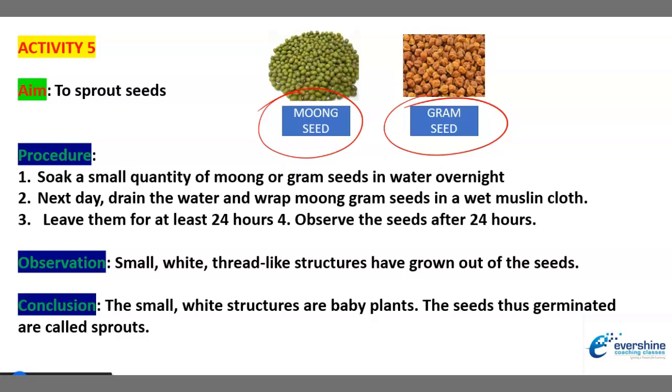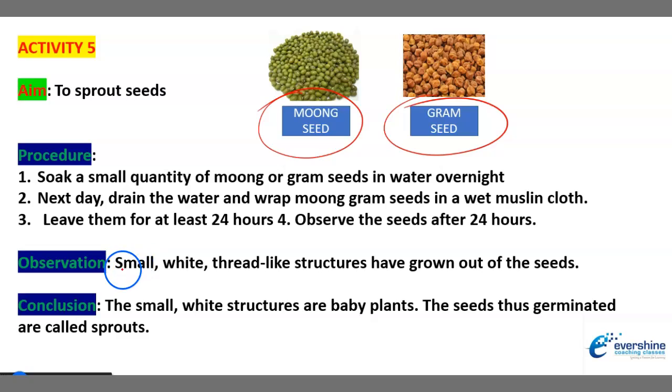Will you do this? Take one wet cloth, okay. First you soak the seeds, first you put these seeds inside the water for some time, if you want overnight. Next day you drain the water, you take that water out, and wrap the soaked seeds in the cloth and tie it, leave it for one day. After one day you open it and see.